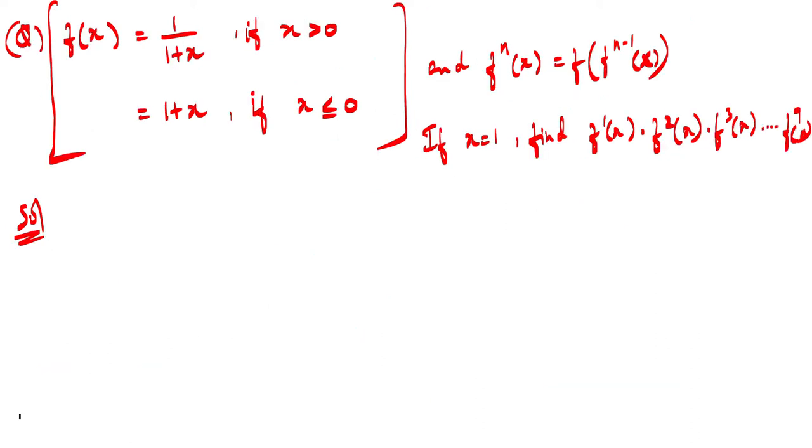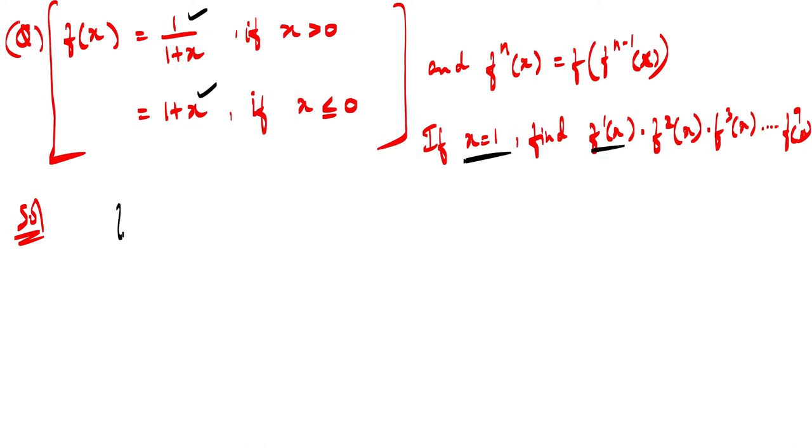Let's move to the next question, which is f of x is equal to 1 by 1 plus x when x is greater than 0, and 1 plus x if x is less than or equal to 0. And the condition is also given, fn of x is equal to f of fn minus 1 of x. And if x is equal to 1, find the value of f1x into f2x and so on till f9x. Okay. So just one thing you must remember, if the value of x is greater than 0, you must consider this function. If the value of x is either 0 or less than 0, you must consider this one.